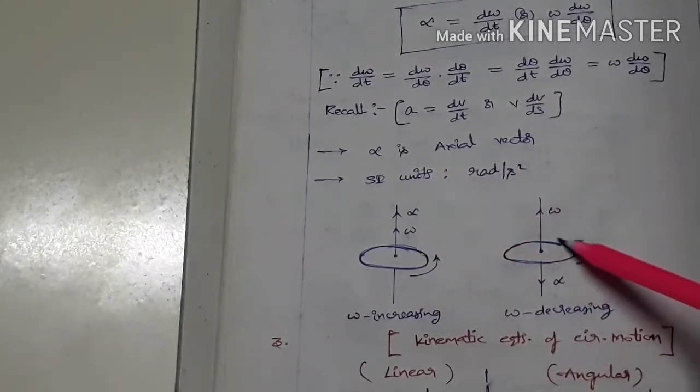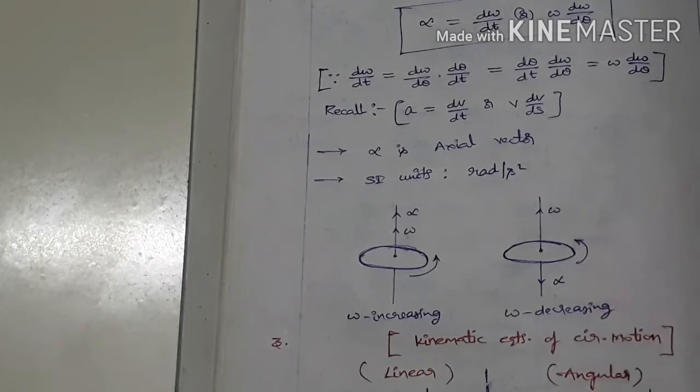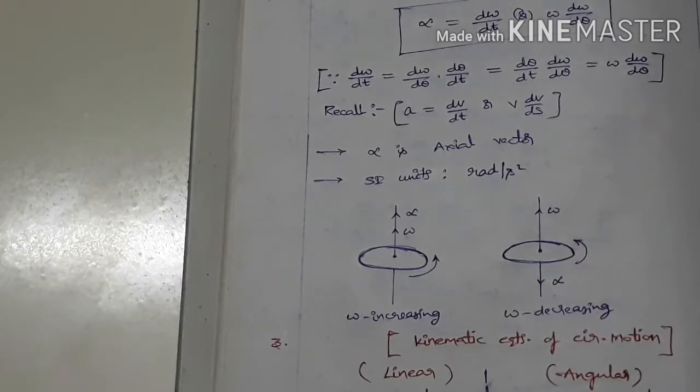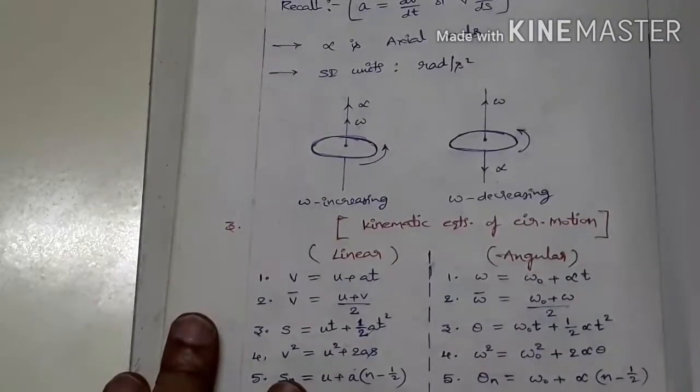And if the particle is moving in anti-clockwise direction, omega is along the positive z axis. But if omega is decreasing now, then alpha will be in the opposite direction, that is the minus z axis.